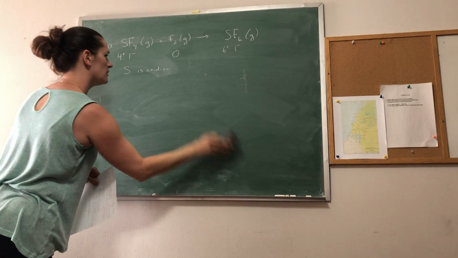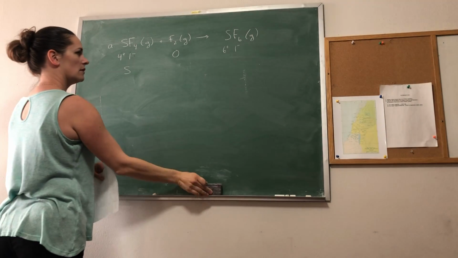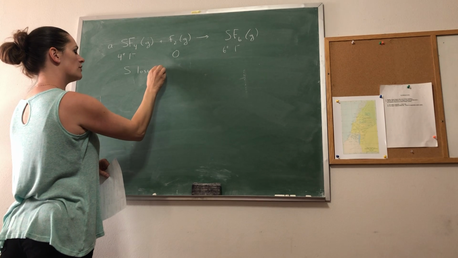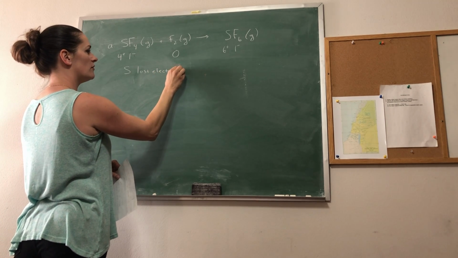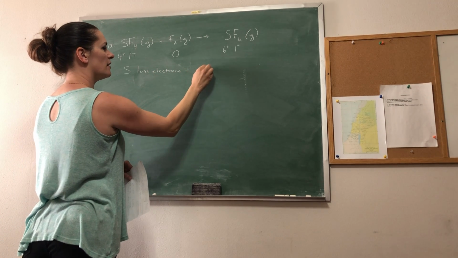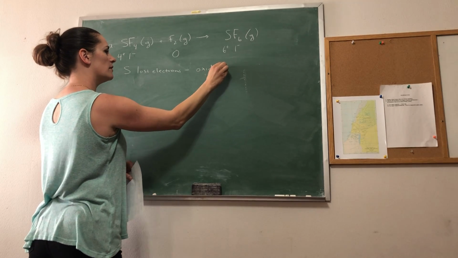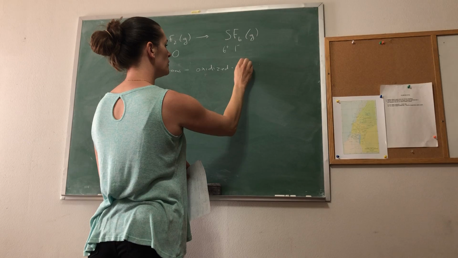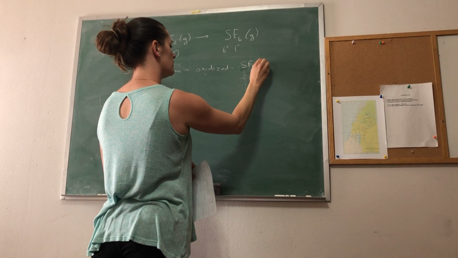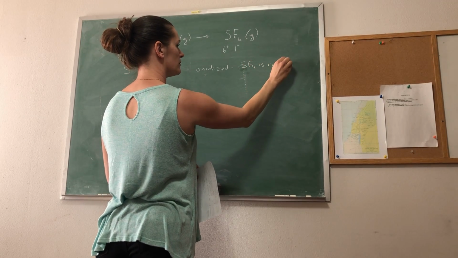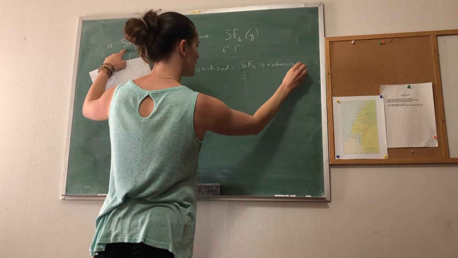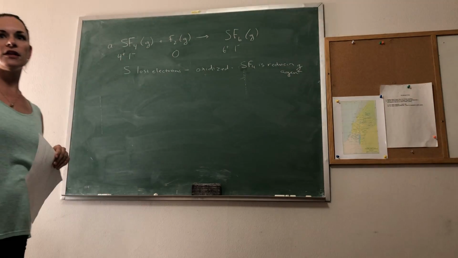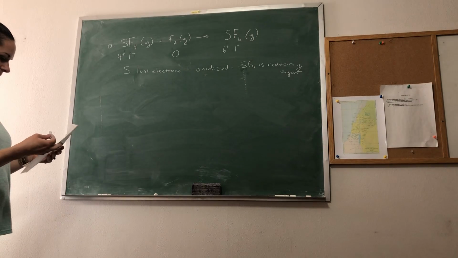So I should write: sulfur lost electrons and became more positive. So it was oxidized. So it is the what? What type of agent? Reducing agent. Yep. So SF4 is the reducing agent. Since the sulfur comes in this compound, we'll use the whole molecule to say it's the reducing agent.